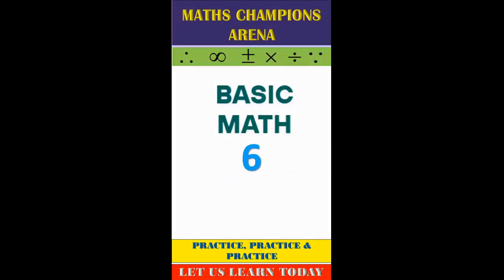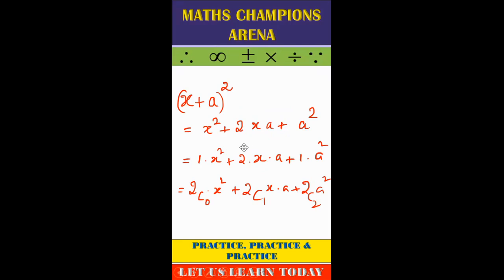Basic math session 6. So what are we trying to do? If I write x plus a whole square, if I expand, what do I get? x square plus 2xa plus a square. Is it right? a square plus 2ab plus b square. This can be written as 1 into x square plus 2 into xa plus 1 into a square. Still more, it can be written as 2c0 x square plus 2c1 x into a plus 2c2 a square. For now, just try to understand the flow.